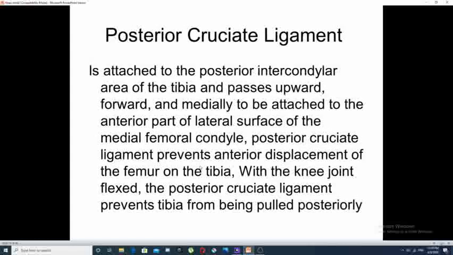The second intracapsular ligament is the posterior cruciate ligament. It is attached to the posterior part of the intercondylar area of the tibia and passes up, forward, and medially to attach to the anterior part of the lateral surface of the medial femoral condyle. The posterior cruciate ligament prevents the anterior displacement of the femur on the tibia.